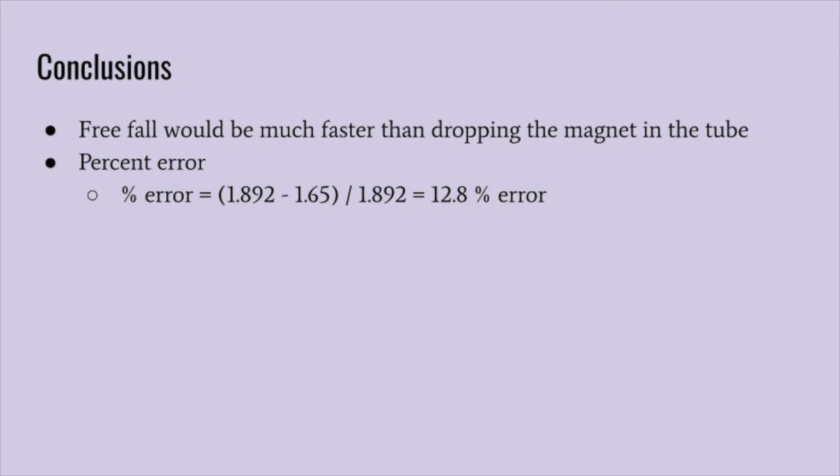In conclusion, we can determine that free fall would be much faster than dropping the magnet in the tube. This is because there would be no major magnetic force resisting the fall. From comparing the result from the actual experiment to the simulation, percent error was calculated to be 12.8%. This could be due to error in this lab's experimentation or error from calculating the magnetic dipole moment of the magnet in Lab 3.